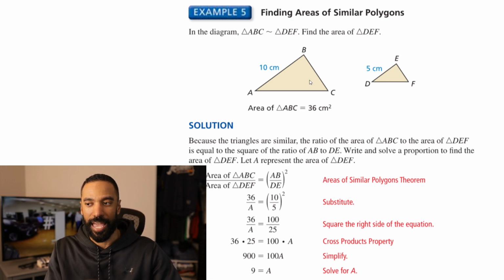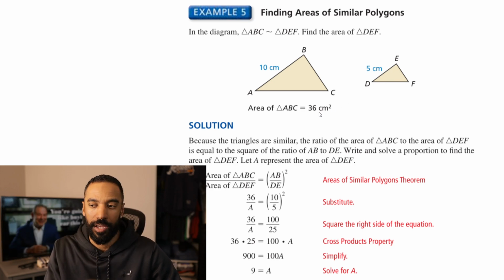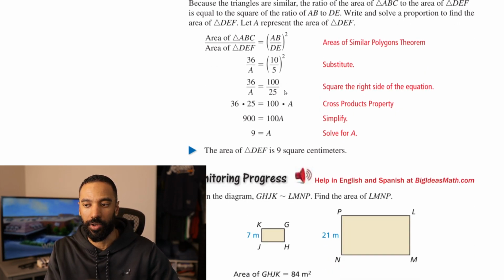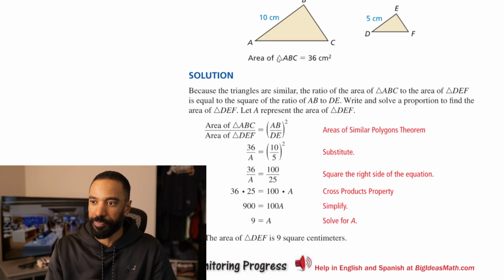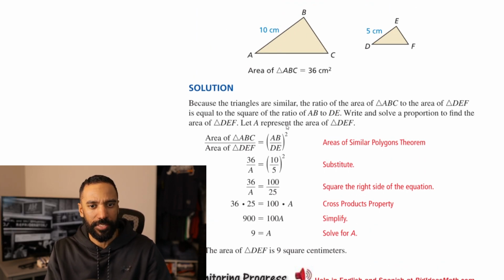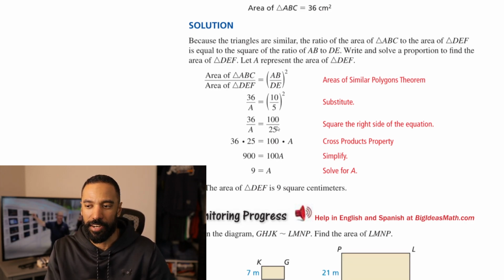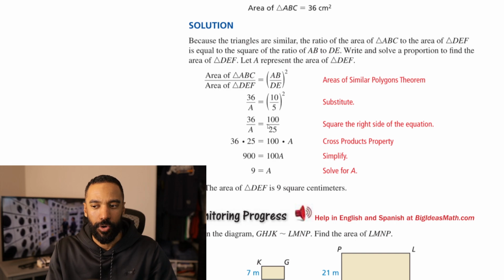That means that the area of this one should be 4 times smaller than that one, right? So this is what they're going to work out. They're going to work out that 10-to-5 ratio of the side lengths. You could write it as 2. They decided to not divide and just square it straight up. And then they did cross multiply and solve.